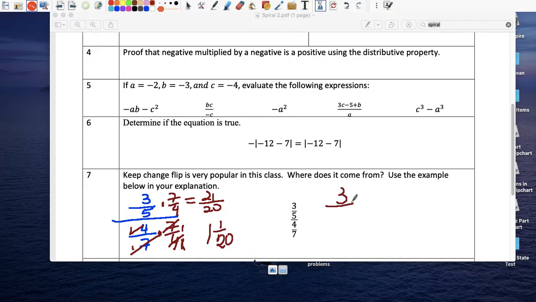So think about it. 3/5 divided by 4/7. What exactly did I just do here? I took 3/5 and multiplied by the reciprocal of 4/7, which is 7/4. And that's why you keep doing this keep, change, flip that you keep mentioning in class. Okay.